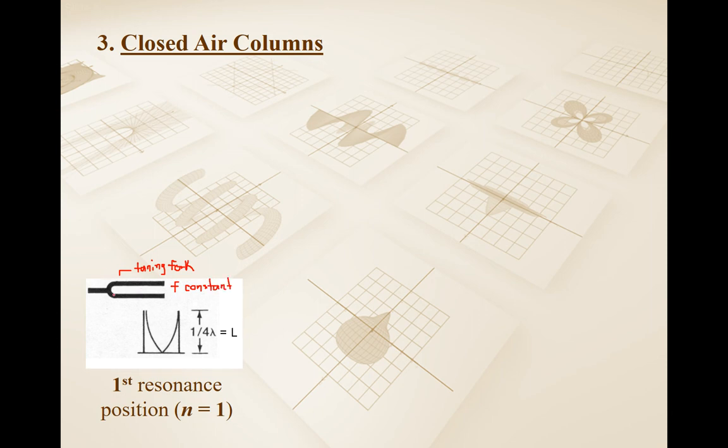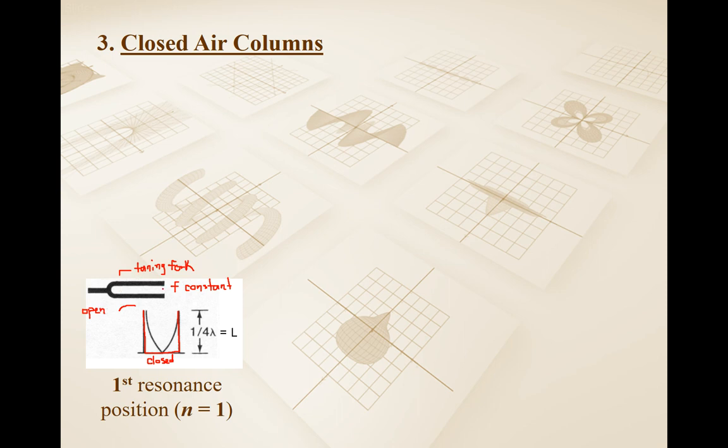Now, what I'm doing here is I'm taking the tuning fork and I'm putting it over top of what I'm calling an air column. Now, a closed air column is basically, think of a cylinder, like a graduated cylinder, where one end is closed and the other end is open. And what I'm going to do is I'm going to strike this tuning fork.